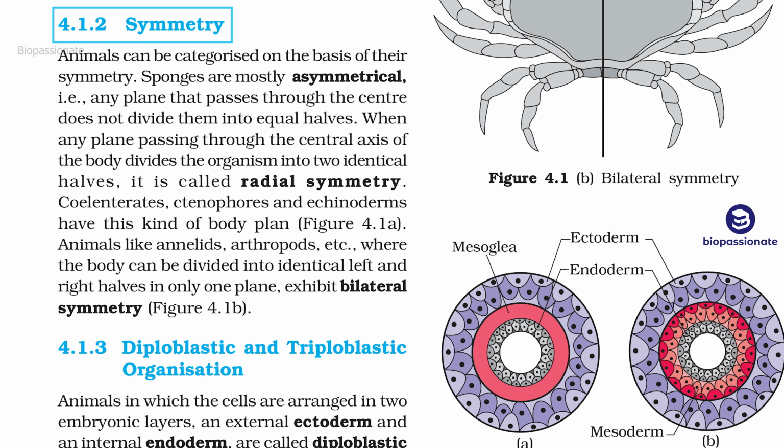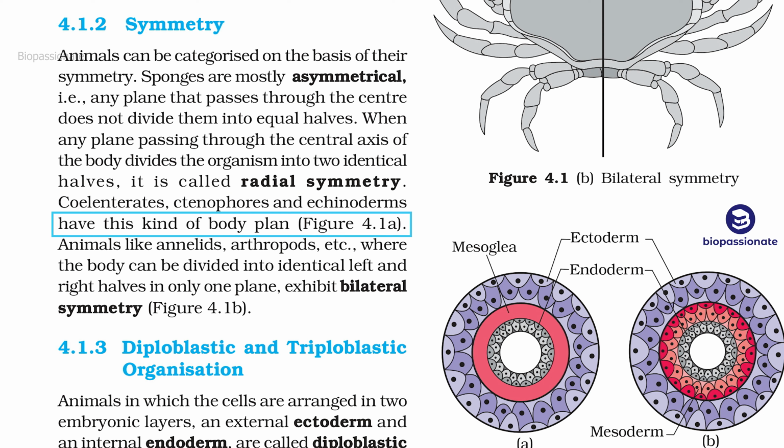4.1.2 Symmetry. Animals can be categorized on the basis of their symmetry. Sponges are mostly asymmetrical, that is, any plane that passes through the center does not divide them into equal halves. When any plane passing through the central axis of the body divides the organism into two identical halves, it is called radial symmetry. Coelenterates, ctenophores, and echinoderms have this kind of body plan.